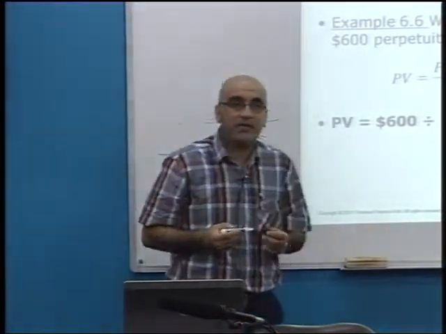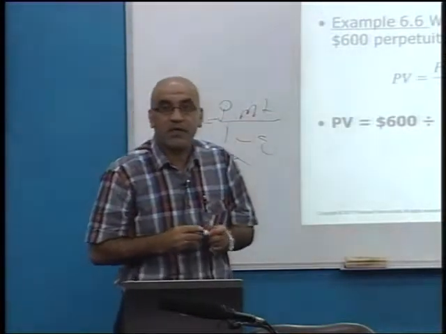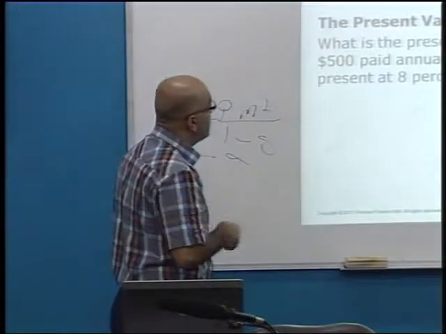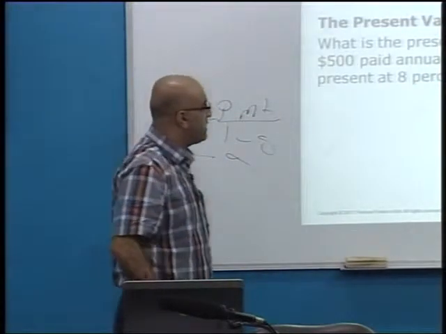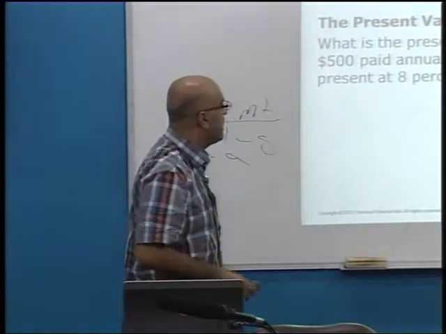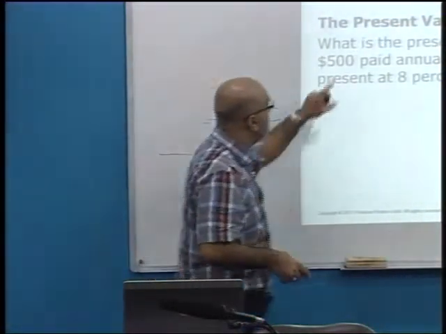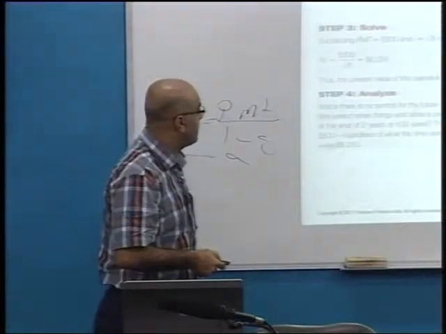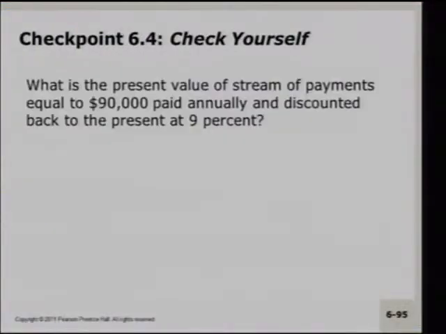But if we have a growth rate, the denominator is I minus J, and this reminds you of preferred stocks, how you calculate the value of preferred stocks in investments. What is the present value of a perpetuity of 500 paid annually, discounted back to the present at 8%? Just divide 500 by 8%.